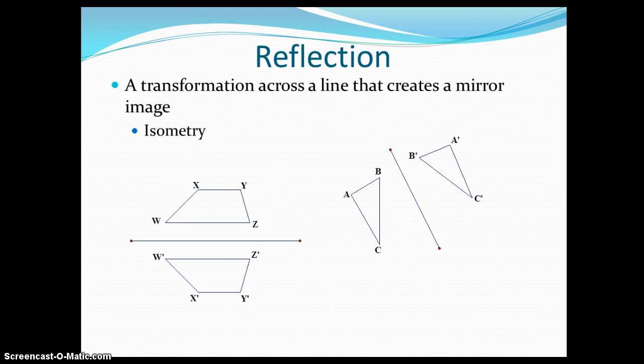The second one is a reflection. Reflection we also often talk about as a flip, and a reflection is a transformation across a line that creates a mirror image. We also know that this one is an isometry, so our image and pre-image are congruent. So you can again see two different reflections over the line.